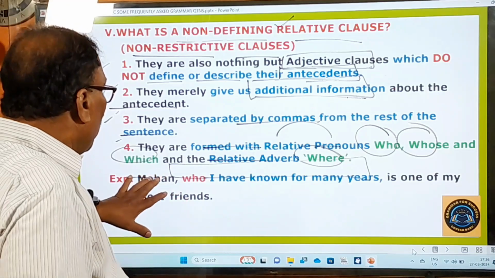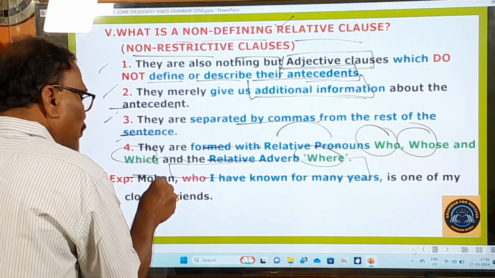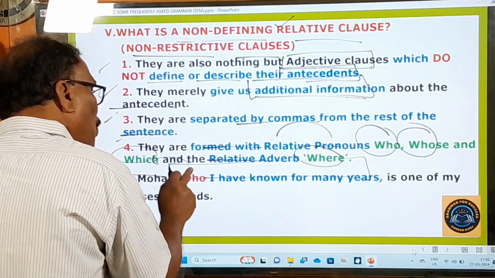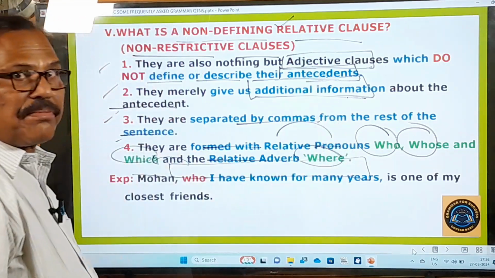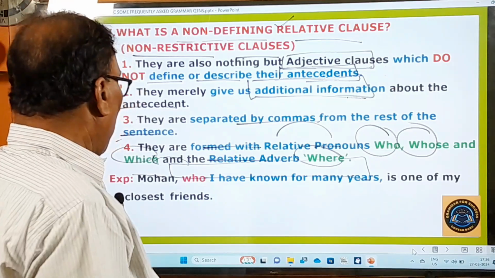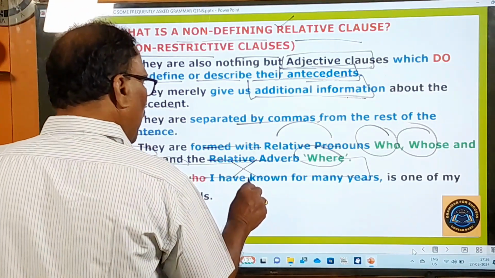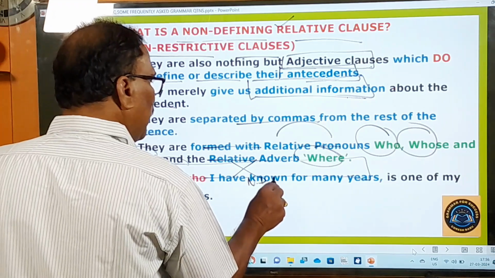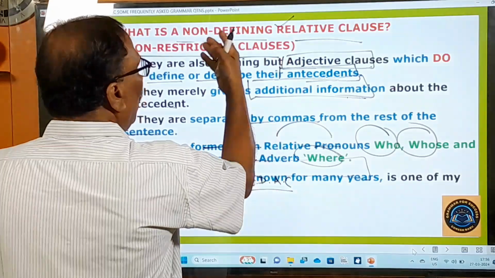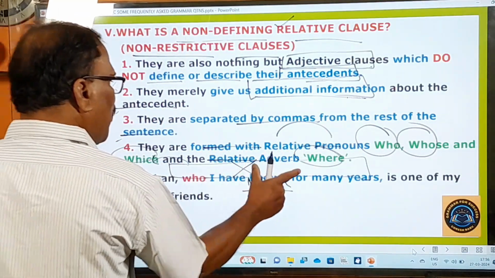Here, you are giving some additional information about this antecedent, Mohan, and saying, who I have known for many years. You are giving some additional information. That's why this is called a non-defining adjective clause, non-defining relative clause or adjective clause, whatever you can say. And here we have separated this part by commas.